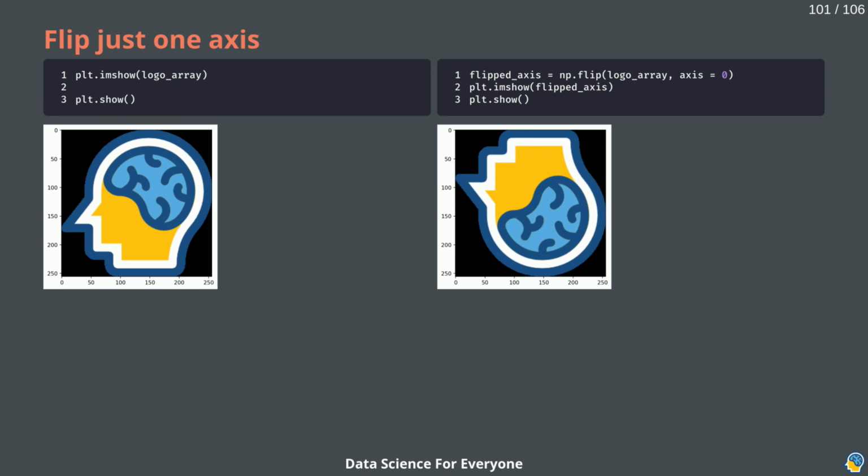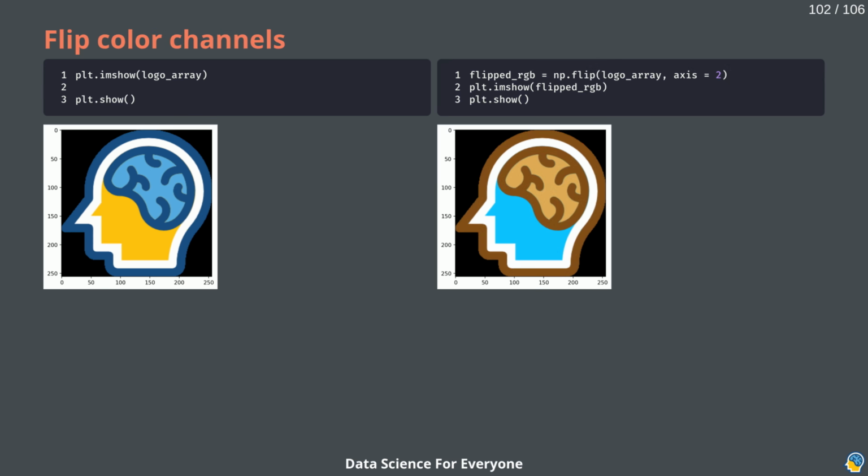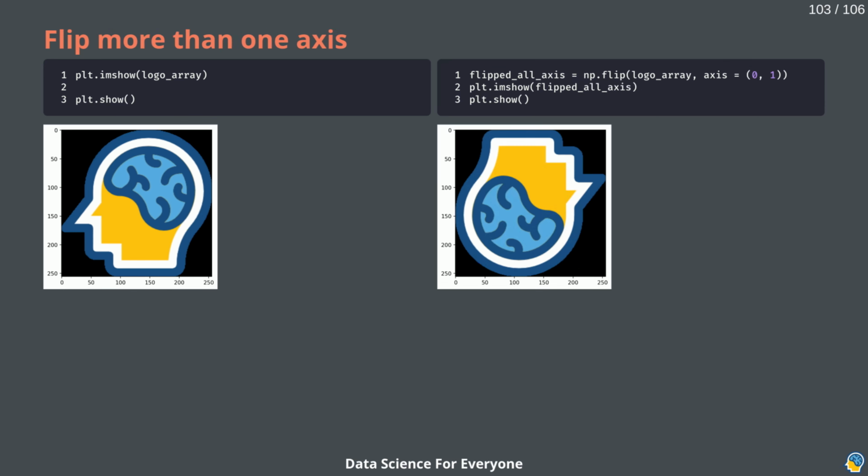Instead of flipping every axis, we can flip just one. For example, flipping only the first axis reverses the order of the rows in the image. If we want, we can flip the colors as well. Set the axis to 2, the third axis, and the red and blue values will swap while the rows and columns stay the same. We are not limited to flipping just one axis. To flip both rows and columns, but keeping the colors as they are, pass a tuple of axes like (0, 1) to np.flip. This flips the layout of the image without changing the color data.